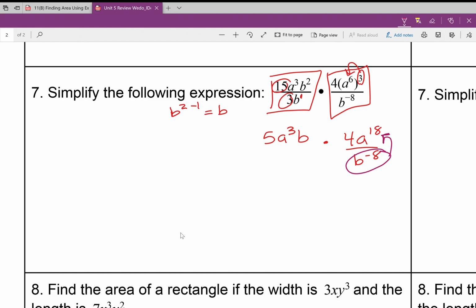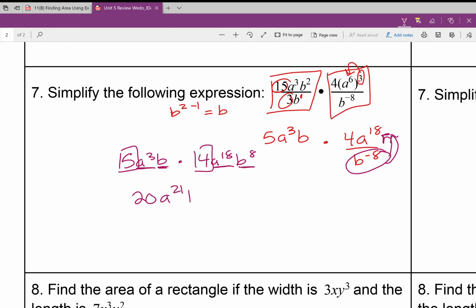So that means I have 5a to the 3 b times 4a to the 18 b to the positive 8. I moved this b to the top. Okay, so now I have 5 times 4, which is 20. Then I have a to the 3 plus a to the 18, which is a to the 21, and b to the 1 and b to the 8, which is b to the 9. That's my answer.